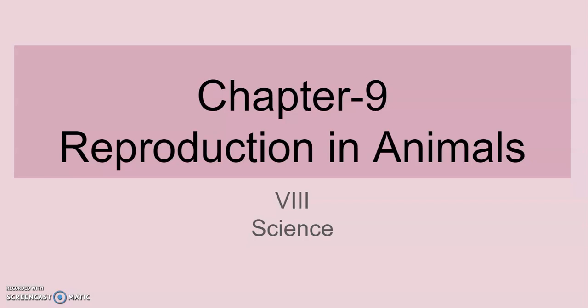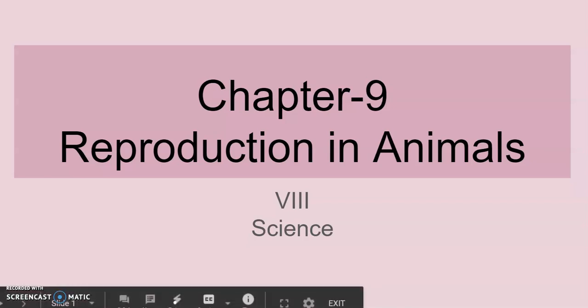Have you ever thought what would happen if no new organisms were produced? Or why did all species of dinosaurs die and become extinct? This is because they are not able to reproduce, and that's why dinosaurs become extinct, right? So let's start our chapter, reproduction.